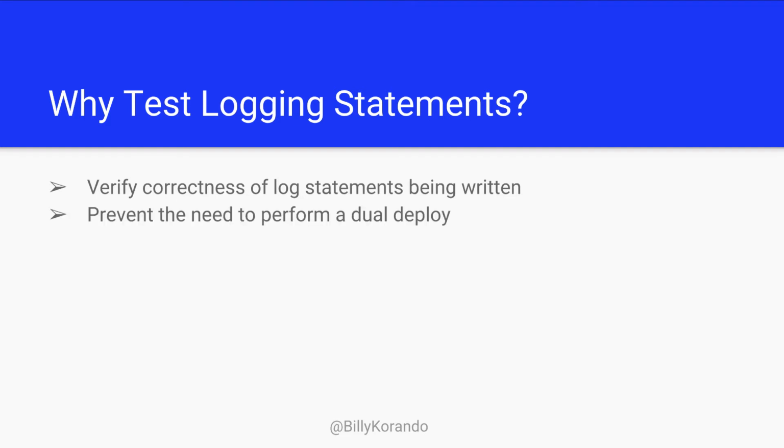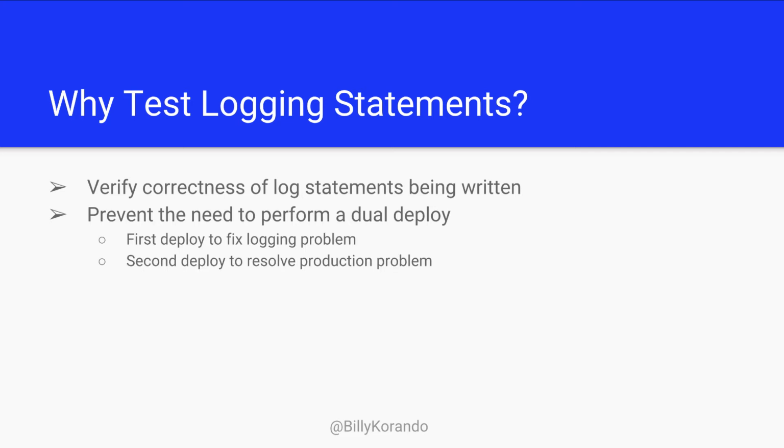So when production errors occur, one of the first things we go to is looking at our logging statements. If you're looking at your log, and the logging statement isn't providing useful information, you may have a situation where you must first perform one deploy to correct your logging statement to provide more useful information, and then a second deploy that actually resolves the production issue. I've been in this situation many times before, and it's a very frustrating situation to be in. So with the why out of the way, let's look at the how.